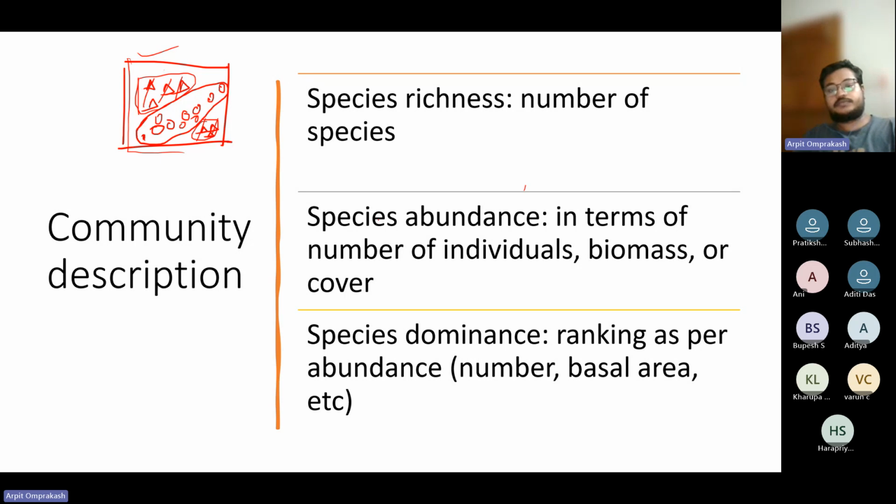Then the third thing we use to describe communities is called species dominance. So basically, here we are ranking species based on their abundance. So let's say species one has 1,000 individuals, species two has 800, species three has 500, and so on. So we rank the species based on how many individuals they have, or the basal area and other things like that.